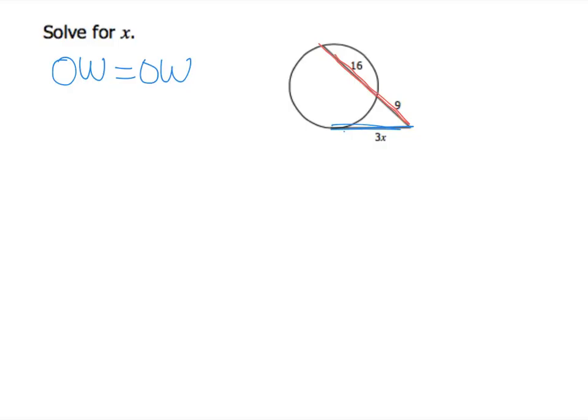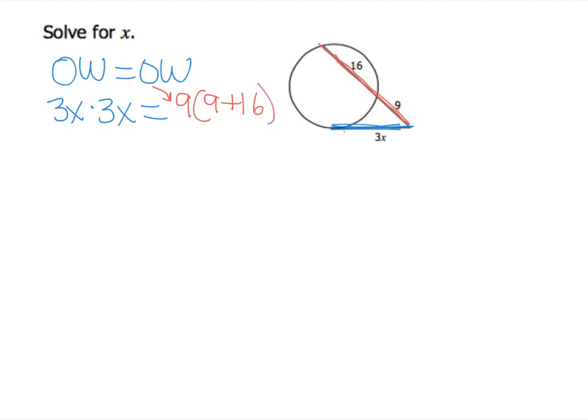Let's take a look at the blue segment. What's outside is 3X. And what is the whole segment? It's 3X as well. Now let's look at the red segment. How much is the outside? The outside is 9. And how much is the whole segment? It is 9 plus 16.